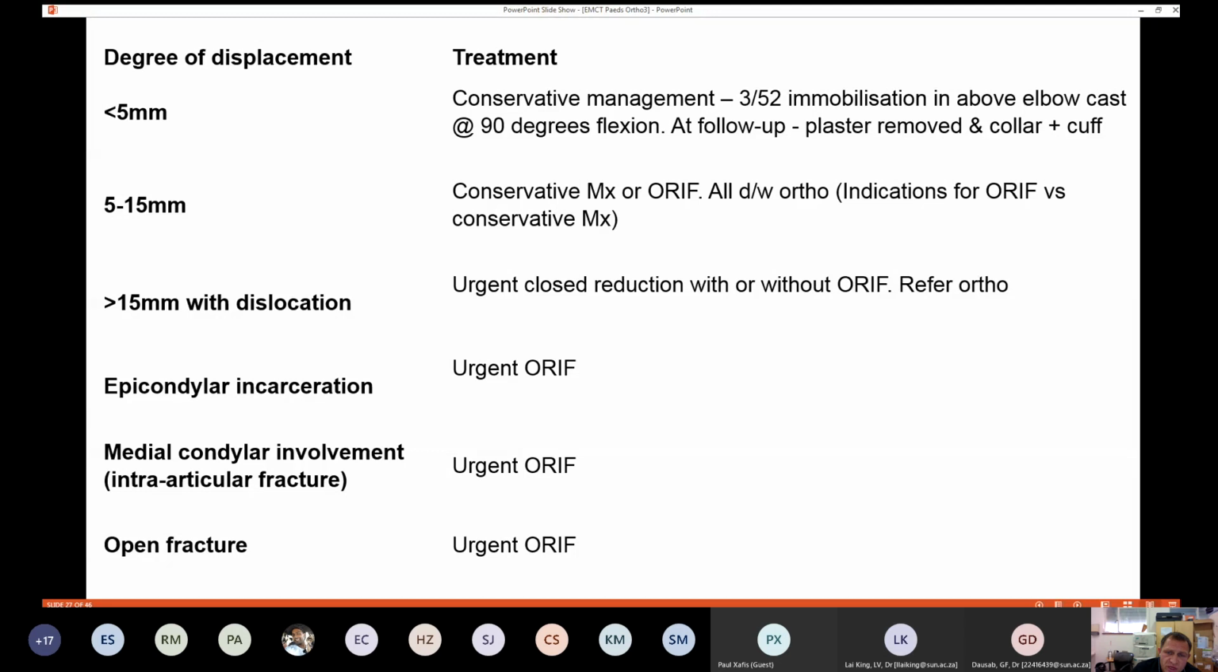Conservative management at 5 to 15, and we'll get to the differences, what is suggested in the literature, when to manage a 5 to 15 millimeter displacement of a medial epicondylar injury conservatively, and when to do operative intervention. And anything more than 15, or other injuries like intra-articular incarceration, involvement of any other structure or a compound fracture, needs a washout and fixation.